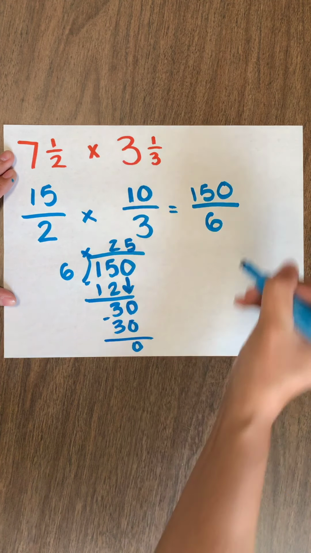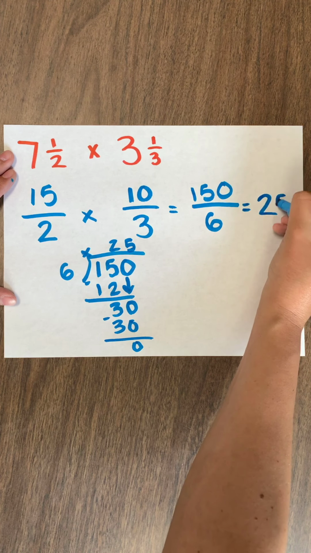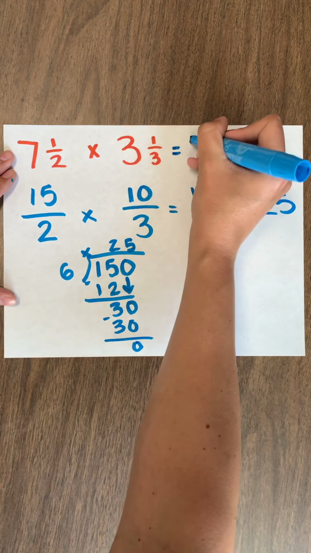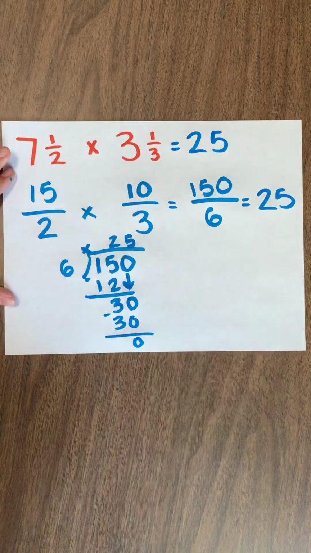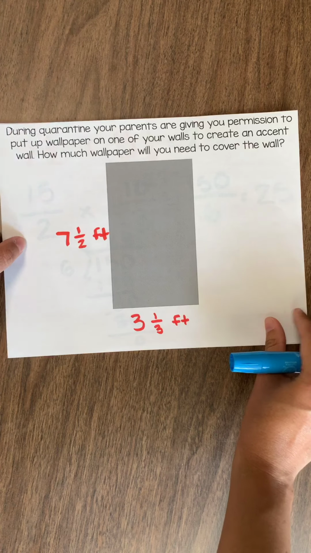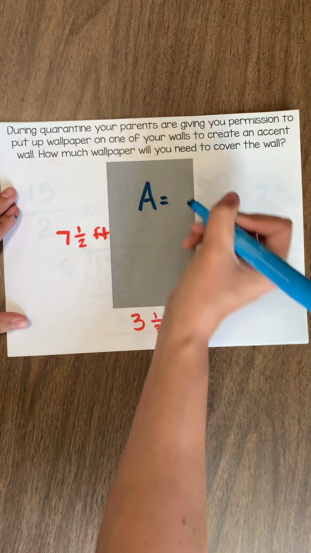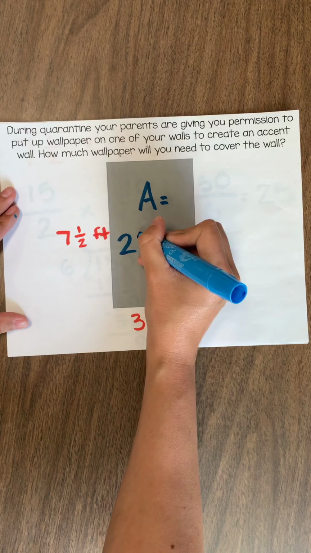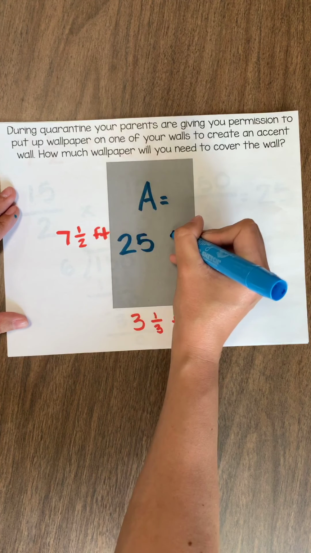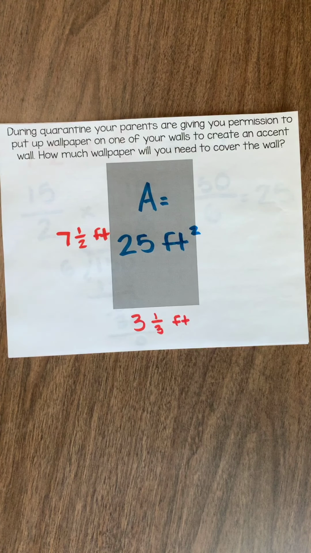So we end up with a whole number. So 150 divided by 6 is 25. So that would be our final answer. So if we go back to our wallpaper example, that means this wall, its area, is going to be 25 square feet. And there's my label, 25 square feet.